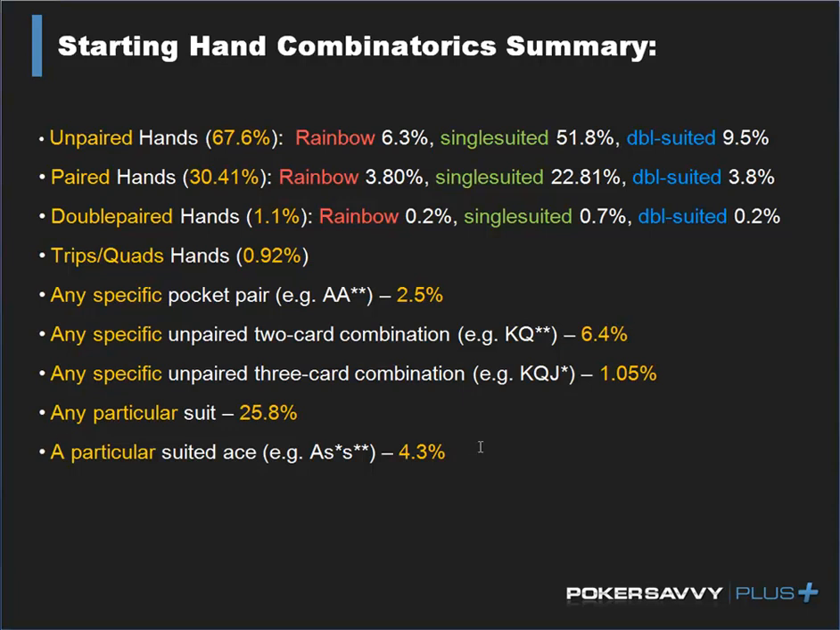Of those, about 4.5% are suited to the ace, so a specific suited ace. So actually about 4 times that, about 16% of all starting hands are suited to an ace. Now it's slightly less than 4 times this 4.3% number because there are some hands that are suited to 2 aces. Just like there are double suited hands, double suited aces hands obviously fall into 2 different categories: suited ace of spades and suited ace of clubs or whatever.